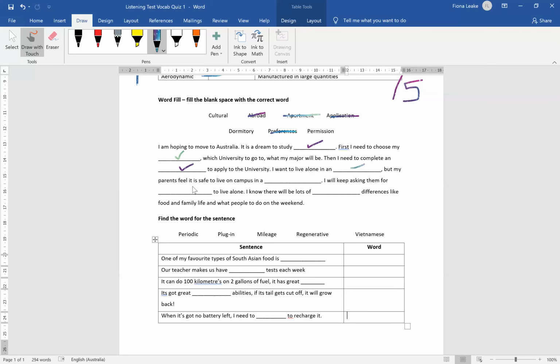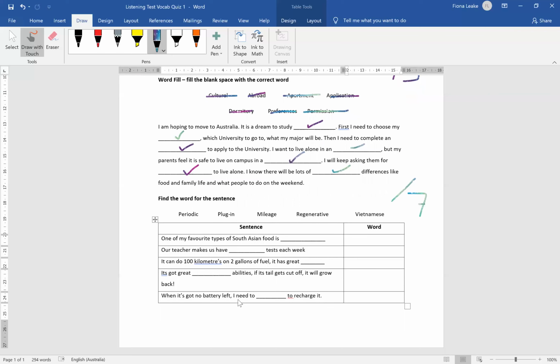But my parents feel it is safe to live on campus in a dormitory. I will keep asking them for permission. So you're asking them to allow you permission to live alone. I know there will be lots of cultural differences. Okay, so out of this section, 3, 6, 7. So you should be able to get around about a 7, hopefully.